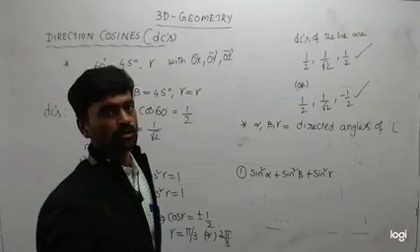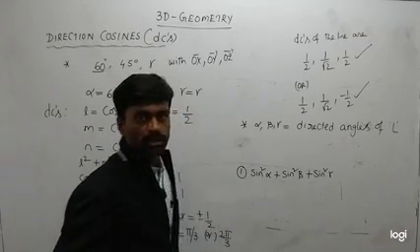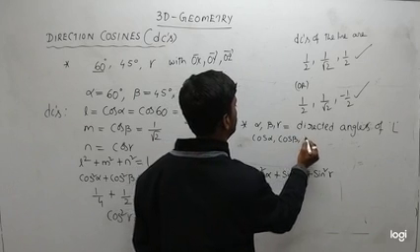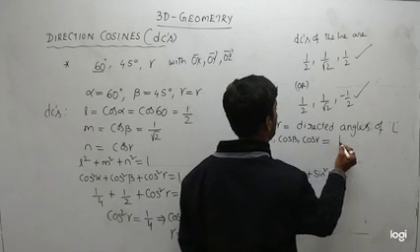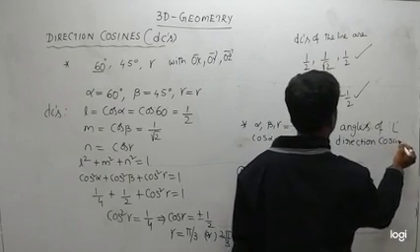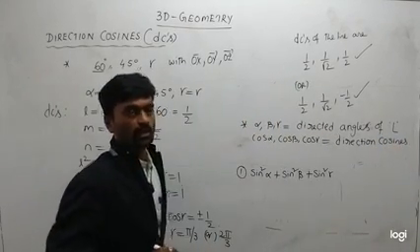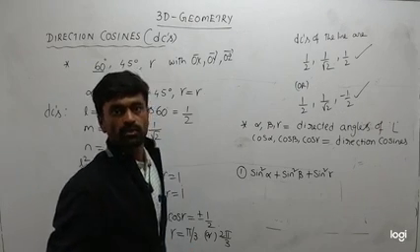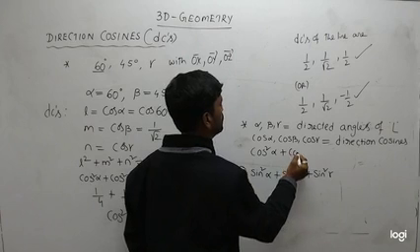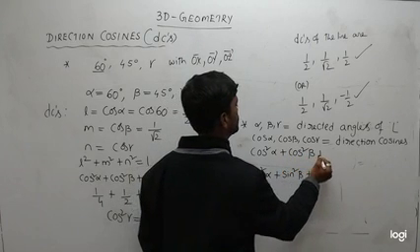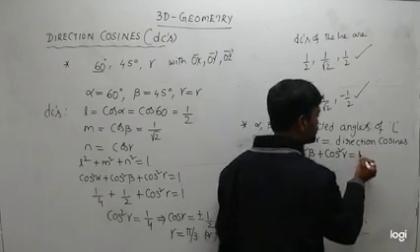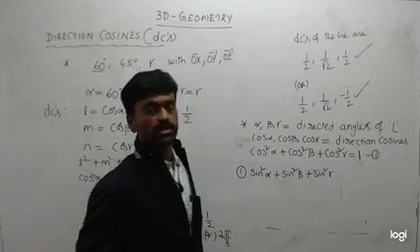How can we find it? As alpha, beta, gamma are directed angles, then cos alpha, cos beta, cos gamma, these 3 quantities become direction cosines, or you can write DCs. And what is the relation between direction cosines? Just now we have proved it. The sum of the squares is what? 1. Sum of the squares is 1. Cos square alpha plus cos square beta plus cos square gamma is equal to 1. So now using this relation, we have to find the sin square alpha plus sin square beta plus sin square gamma value.